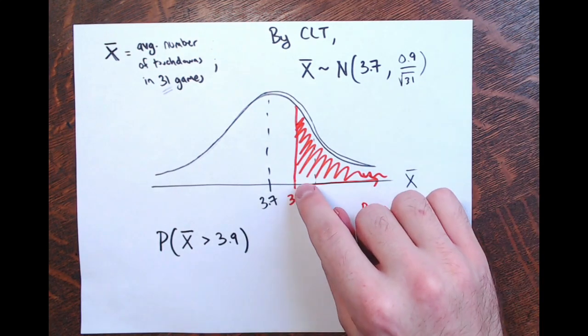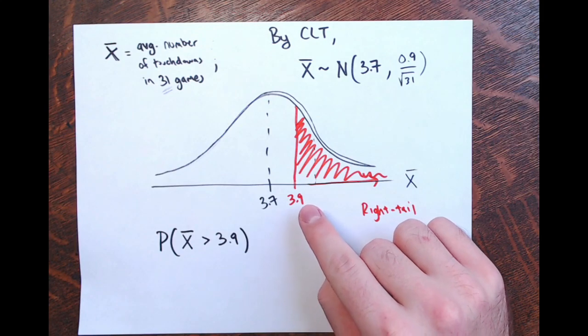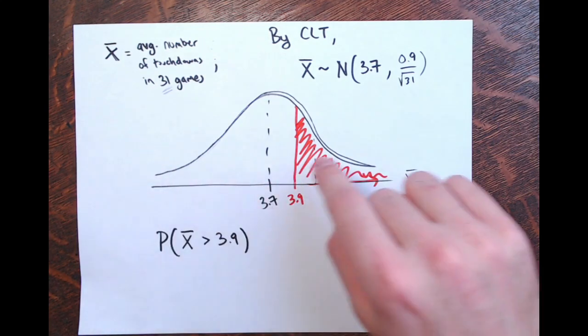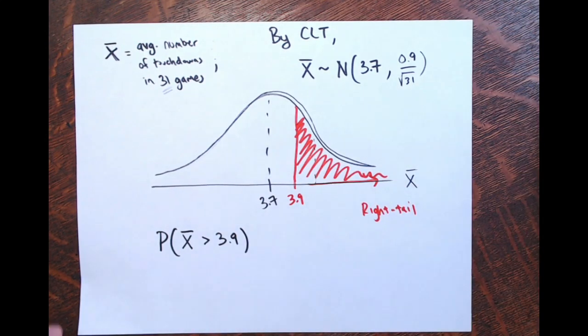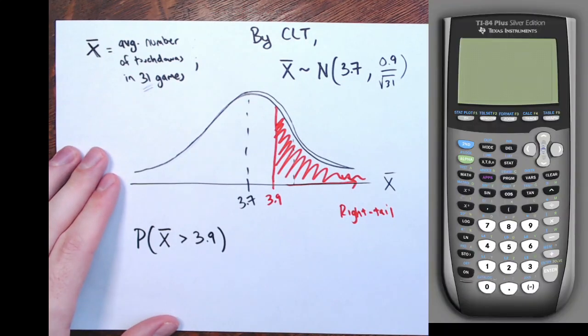Now you can change this to a z-score, right? You standardize, find that value on a table, get the area to the left, and then subtract that from 1, and that'll give you this area to the right. Or you can use that normal CDF on your calculator. So I'll do that on here, normal CDF.